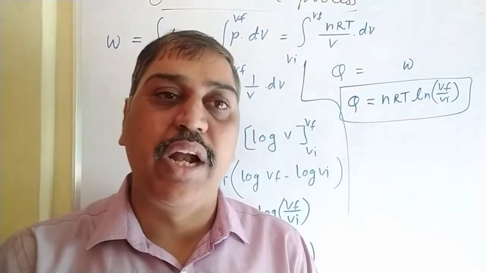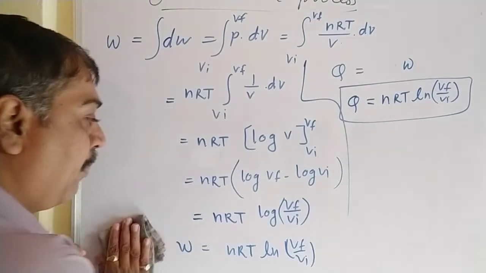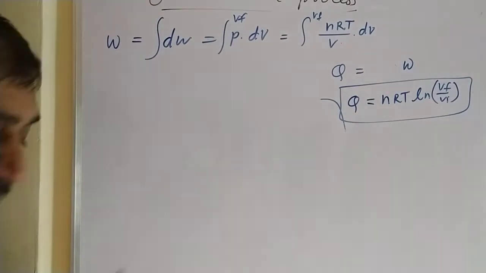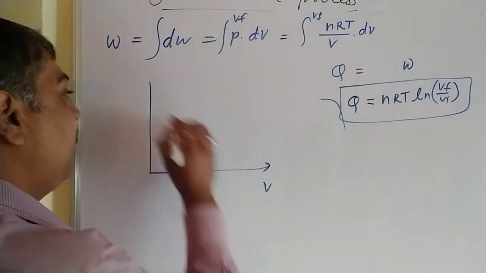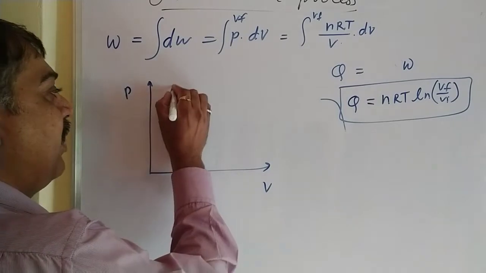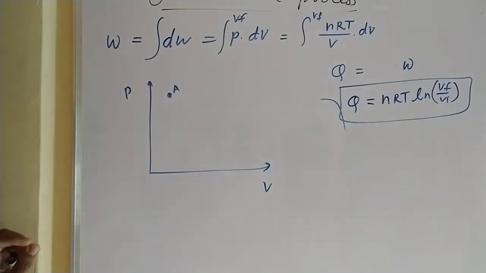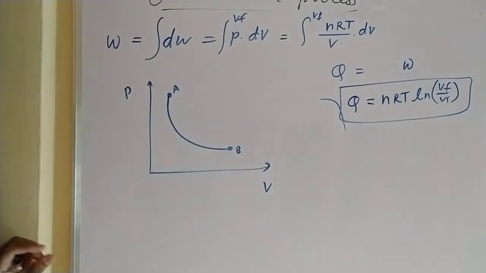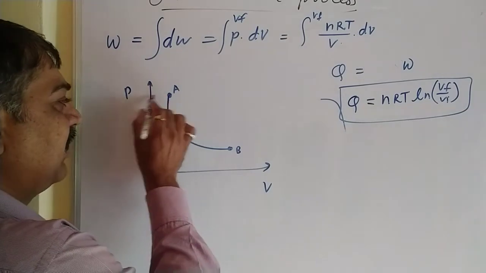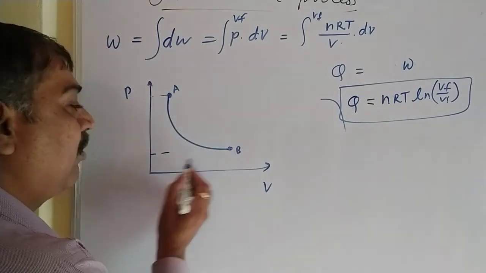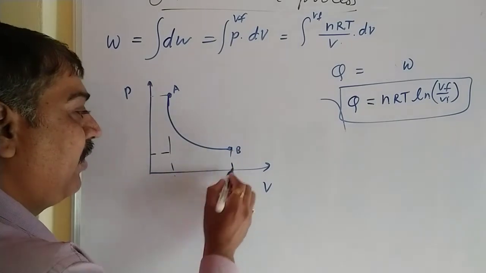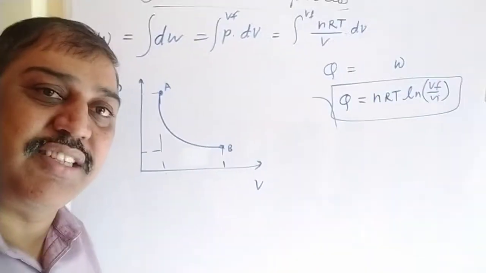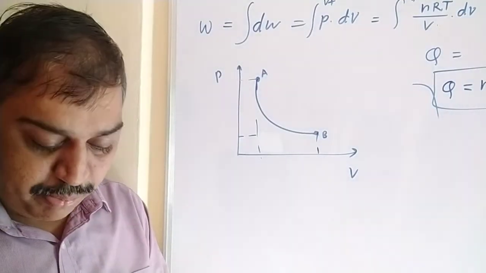Apart from this, we can draw the PV diagram for the isothermal process. What should be the PV diagram? Just draw it like this. Here it is V, here it is P, and here it is a point A. To move from A to B, we can write it like this. This is the second point B, and these are the pressure changes, PI and PF. Here it is VI, VF. This is the PV diagram for isothermal processes, and this is what we have learned about the isothermal process.